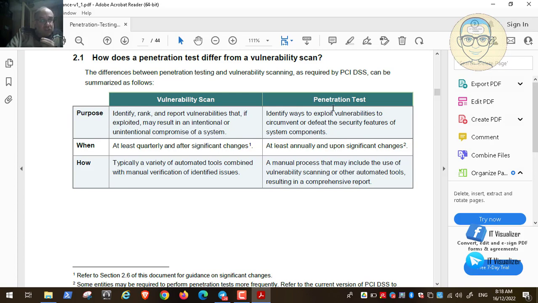of a system. A penetration test identifies ways to exploit vulnerabilities to circumvent or defeat the security features of the component. So here he is taking the vulnerabilities and simulating an attacker or an attack. When to do it? Vulnerability scans at least quarterly and after significant changes; penetration tests at least annually, so this is done less often. Typically a variety of automated tools combined with manual verification of identified issues, a manual process that may include the use of vulnerability scans and other automated tools, resulting in a comprehensive report. So these are the differences between a vulnerability scan and a penetration test, and this is done after the vulnerability scan.